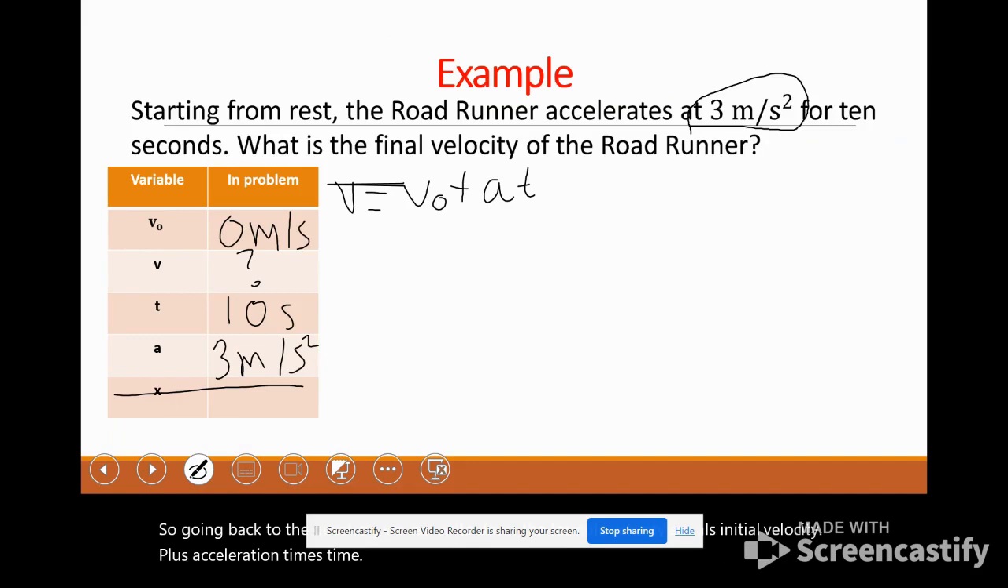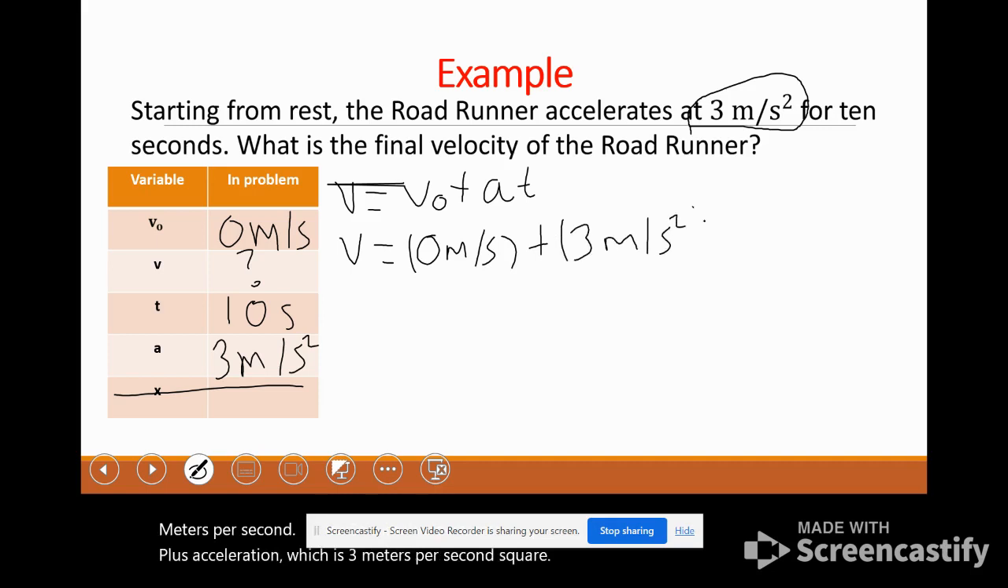There you go. Once we have written down the formula, we can start replacing the values for the ones that the problem is giving us. So initial velocity is 0 meters per second, plus acceleration, which is 3 meters per second squared, times the time, which is 10 seconds.